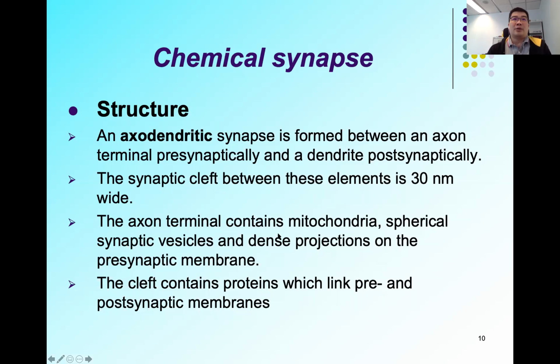Now the axon terminal contains mitochondria, spherical synaptic vesicles, and projections on the postsynaptic membrane. When we look at the picture, we'll see that those proteins are linked together, not just floating around. There are proteins that link the pre- and postsynaptic membrane. When we talk more in detail, you'll see that the chemical synapse is not that simple.